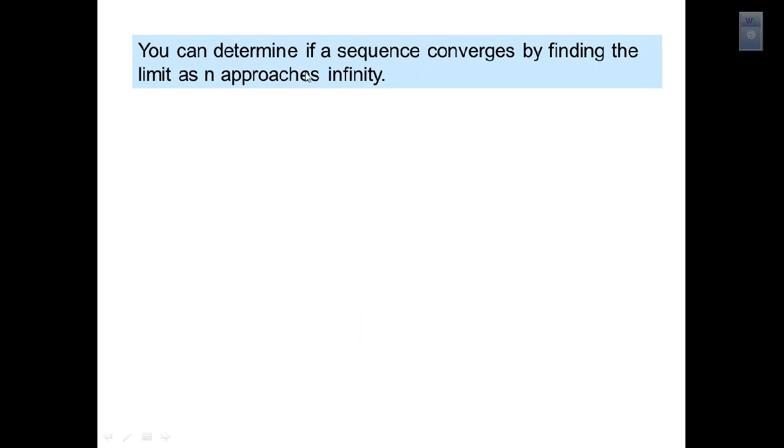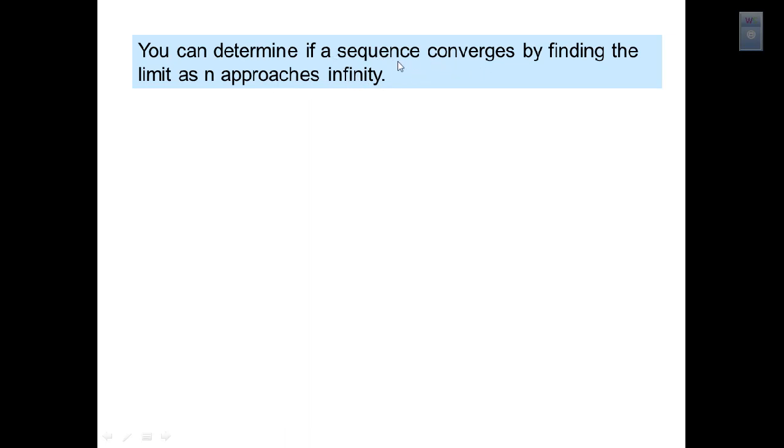All right, now you can determine if a sequence converges by finding the limit as n approaches infinity. Now, let's talk about what converges means. Converges means that the terms of the sequence are going to approach a certain definite number as the number of terms gets larger and larger and larger. That's why finding the limit as n approaches infinity works, because you're actually finding what that sequence converges to.